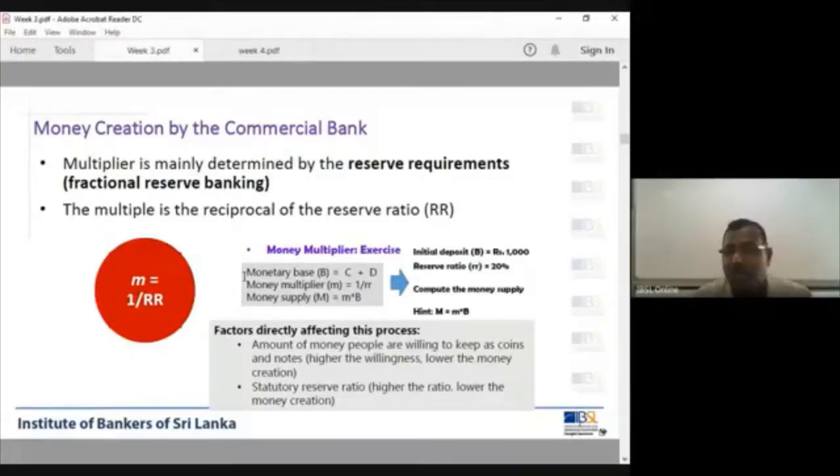Now here we have defined money multiplier. Remember, money multiplier is how much money is created in the economy if the central bank has issued base money. Base money has two components: currency in circulation and commercial bank reserves with the central bank. And I told you base money would change if there is any change in these two components.